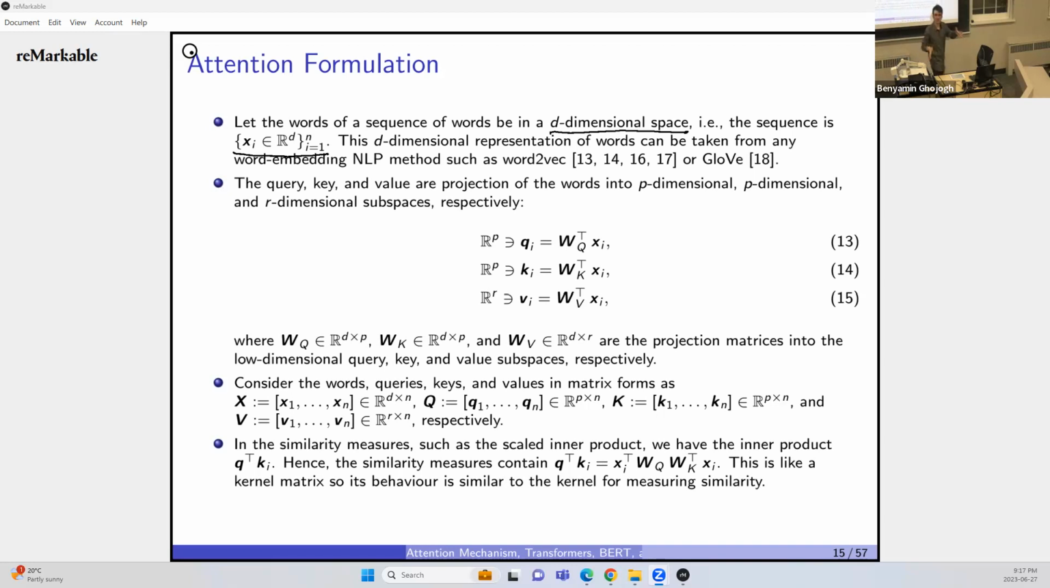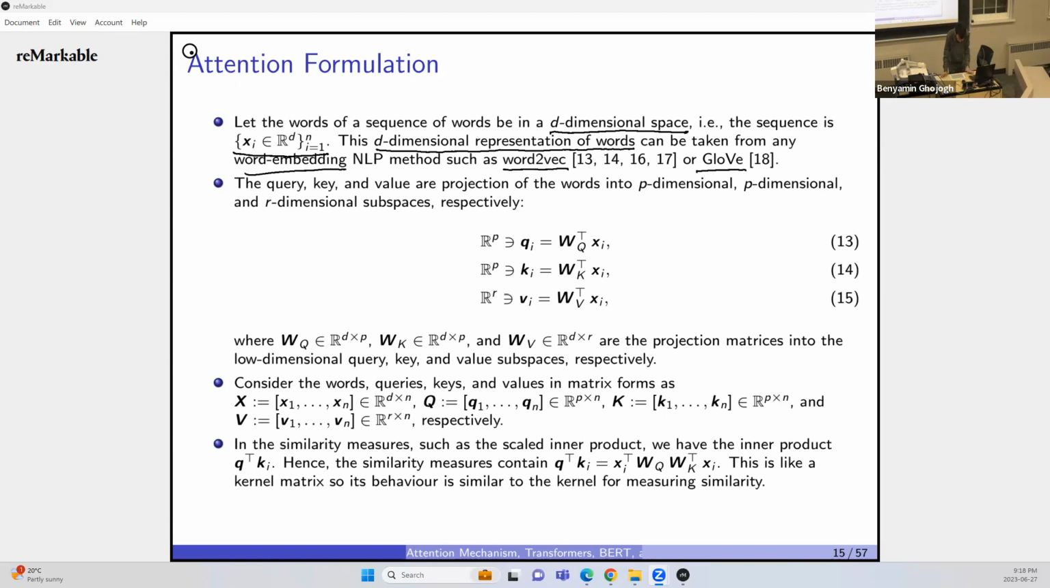So word2vec has learned something. It's just like a dictionary. You open that dictionary and say, I want the embedding for the word student. You go to this dictionary and see that its vector is usually a 200-something dimensional vector. Every word is a 200-dimensional vector. You take it and use that. It's exactly like a dictionary. They have learned it and put it in a dictionary. This d-dimensional representation of words can be taken from any word embedding, such as word2vec or GloVe.